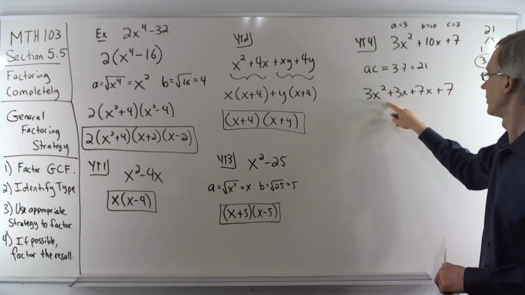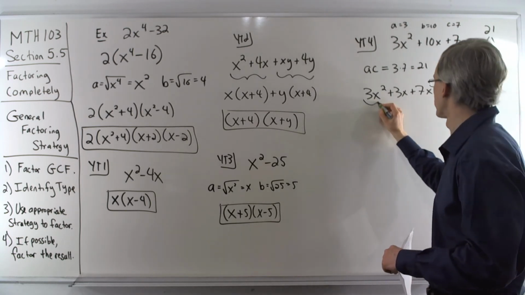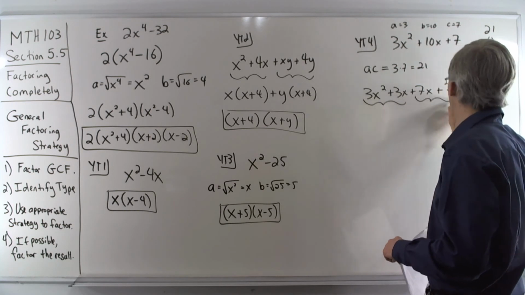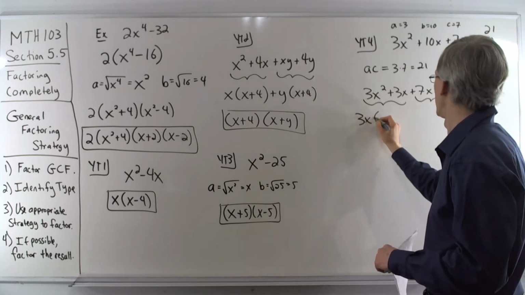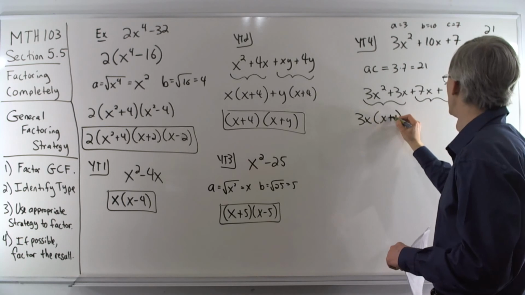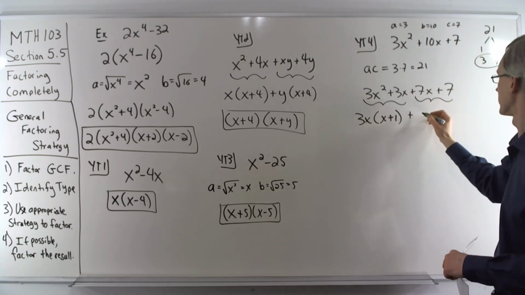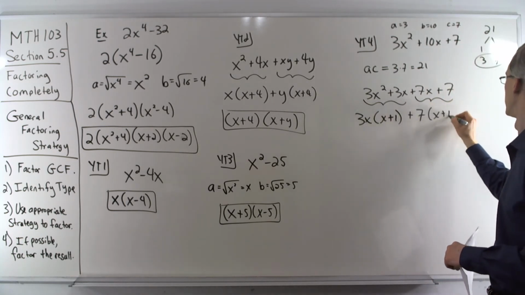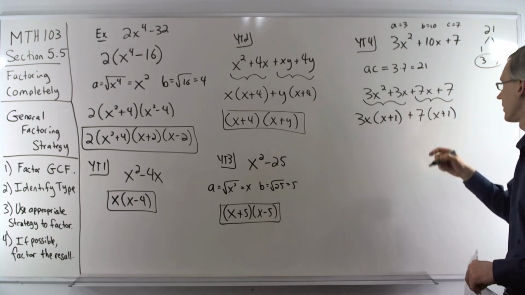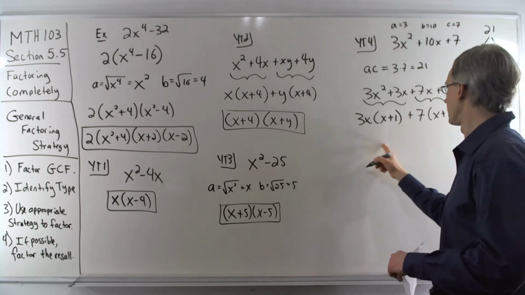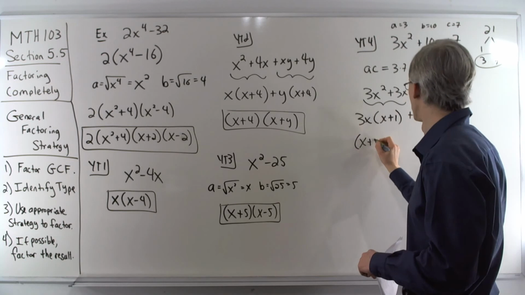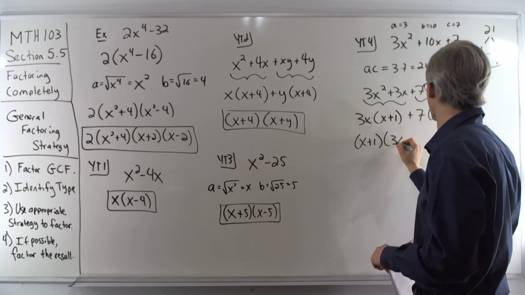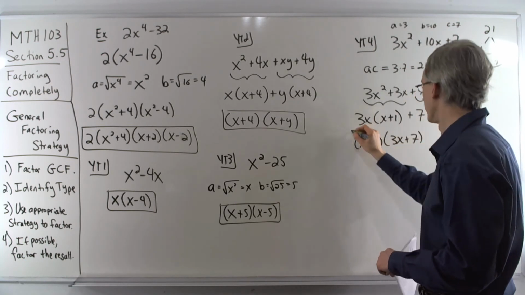Now we can factor out a 3x from the first two terms. So we start our factoring by grouping. Take out that 3x and get x plus 1. And now over here we can factor out a 7 and get x plus 1. So there's our matching binomials. Now we complete the factoring by grouping by factoring x plus 1 out. And we get 3x plus 7 for the other binomial.